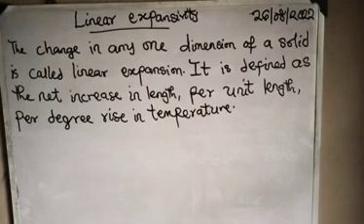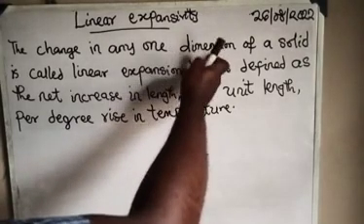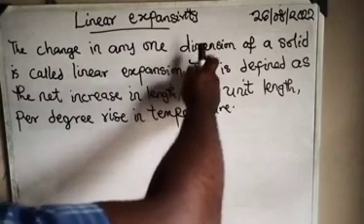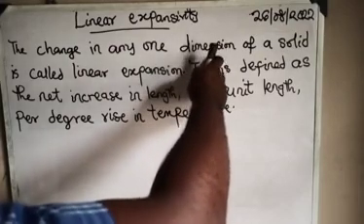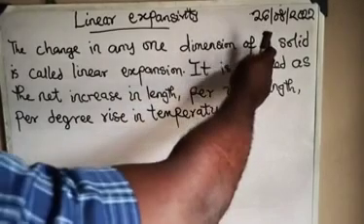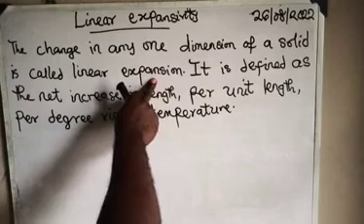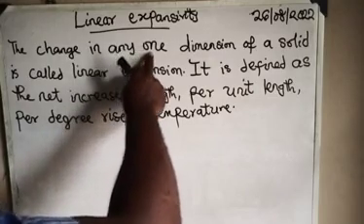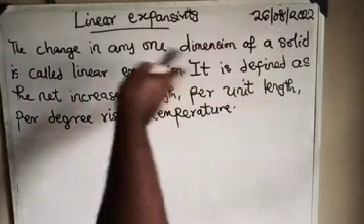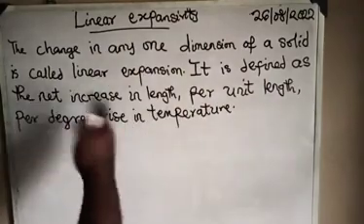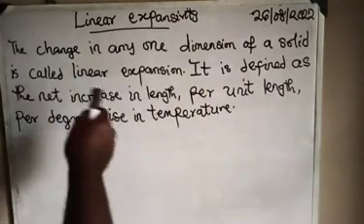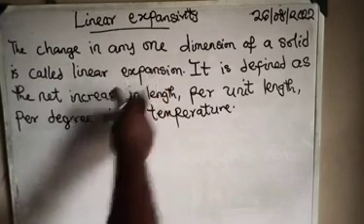Here we have linear expansivity. The change in one dimension of a solid, maybe the change in the length, or the change in the width, or the change in the breadth of a solid is called linear expansion. Either a change in the length, or a change in the height, or a change in the breadth of a solid due to thermal change is called a linear expansion.